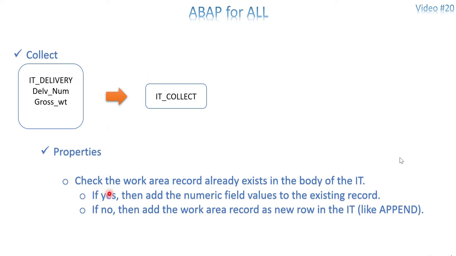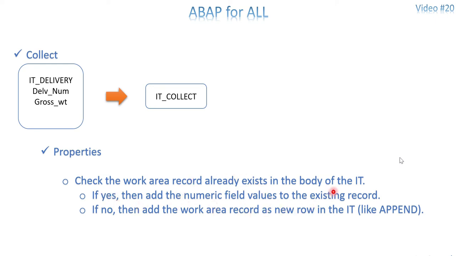So it checks whether the work area record already exists in the body of the internal table. The first time the target is always empty, so it just inserts that record in the body of the internal table. From the second record onwards, it compares the field values of the current work area with the existing target internal table data. If they match, then it adds the numeric field values.